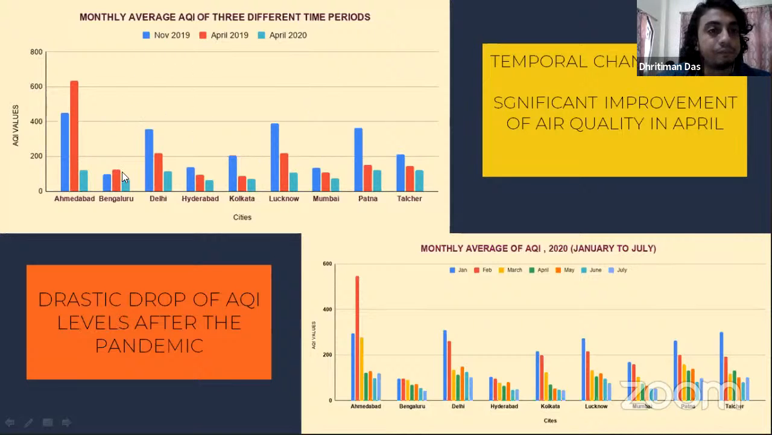These are data for different cities in the months of November, April 2019 and April 2020. You can see there's a huge drop in some of the cities, like Ahmedabad. This is a highly polluted city, and Delhi is another one. You can see there has been a huge drop in most of the places. A similar situation is happening here as well.